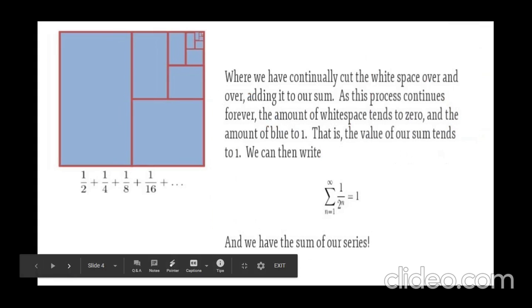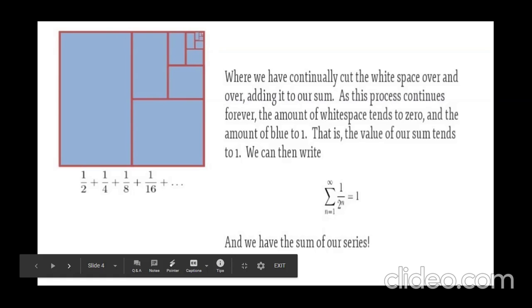Now see the next one. Here we can see that we can keep on adding these blue parts continuously. Whenever we do it continuously, we are actually cutting the white space and adding the blue space to our sum. As this process continues forever, the amount of white space tends to 0 and the amount of blue space tends to 1. That is the value of the sum, which is equal to 1. Hence we can write that the sum from n equal to 1 to infinity of 1 upon 2 to the power n is equal to 1, which is the sum of the series.